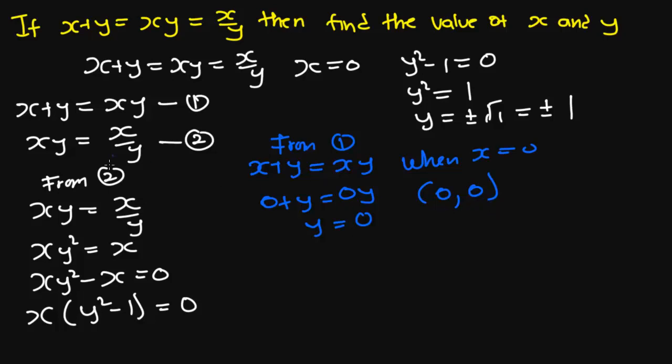So let's test this on equation 2 and see if our answer is a solution to this problem. From equation 2 we have xy is equal to x over y. So x is 0 and y is 0. We're going to have 0 times 0 is equal to 0 over 0. 0 times 0 is 0, and this will be equal to 0 over 0, which is undefined. And so x equal to 0 is not an answer.